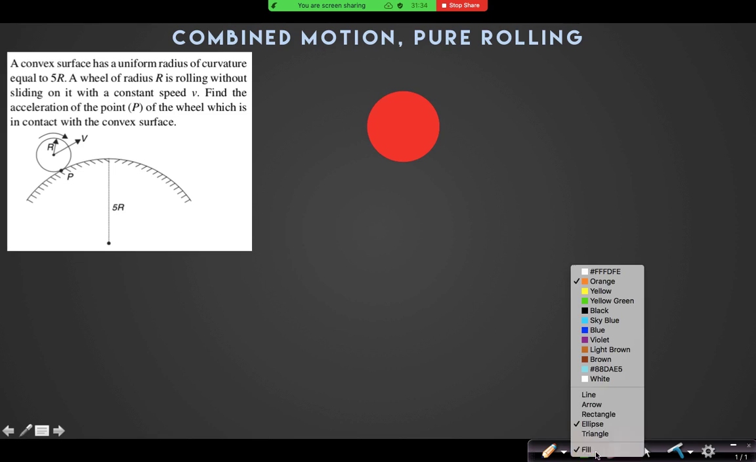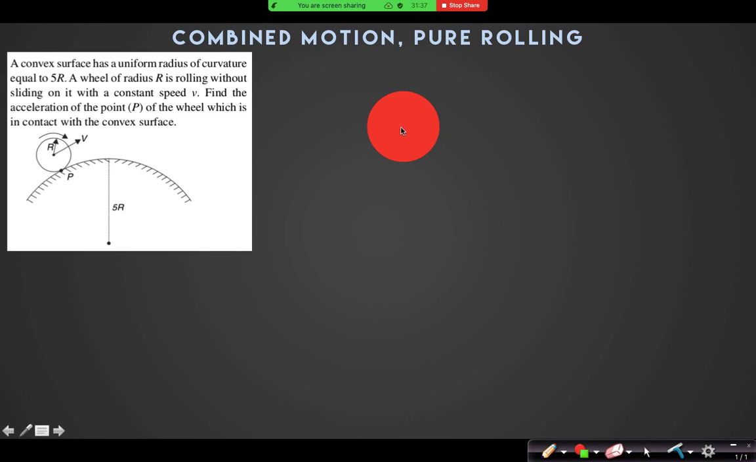And if I ask you at any instant, what is the velocity of this point P? Zero. It is 0. With respect to surface, yes, 0. But with respect to ground also it is 0 because this convex surface is not moving. Yes, it's stationary. Right? So velocity of this point is 0. And I can say that velocity of the center of mass is V, given in your question.